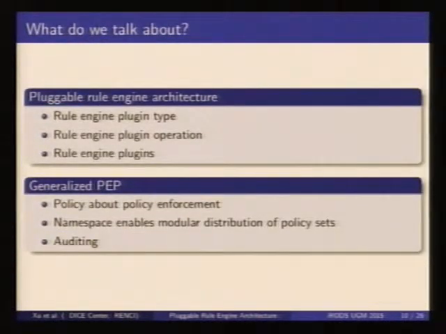Okay, so what I'm going to talk about today is two basic points. The first point is pluggable rule engine architecture, which is the general kind of a solution, the abstraction, the architecture. So basically, I defined a new type of plugin called the rule engine plugin, and I defined a set of plugin operations. Actually, there are only 4 plugin operations you have to implement when you implement a rule engine plugin. And also, I'll show you 5 rule engine plugins we have created so far.